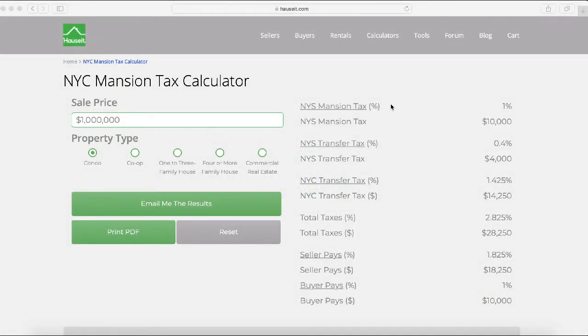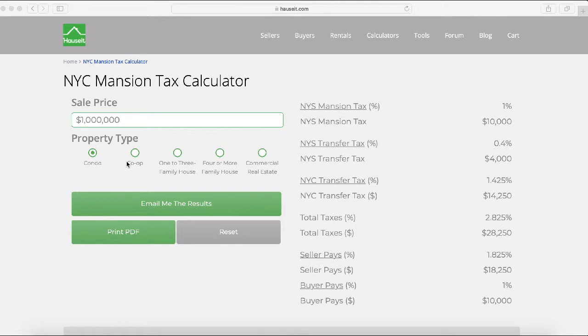In this video, we're going to walk you through how to use the New York City Mansion Tax Calculator available at Hauseit.com. This is the interface of the calculator itself. On the left, you have the ability to input the sale price as well as the property type. These two inputs are going to impact both the rate of the mansion tax as well as the dollar amount that you would pay at closing.